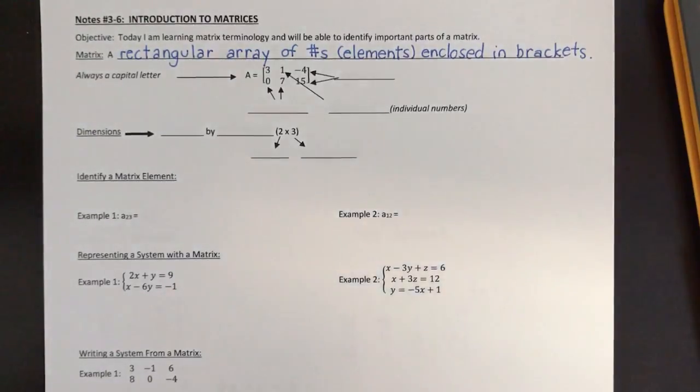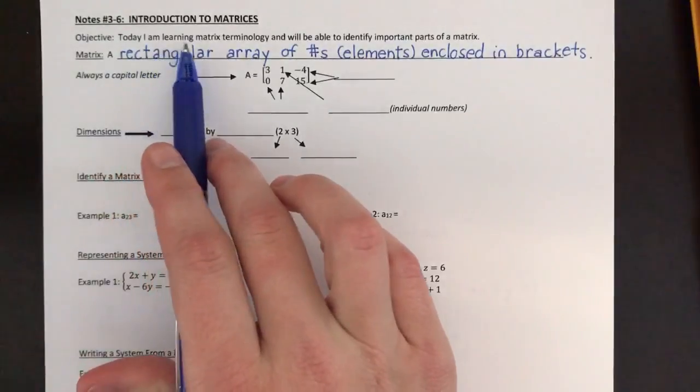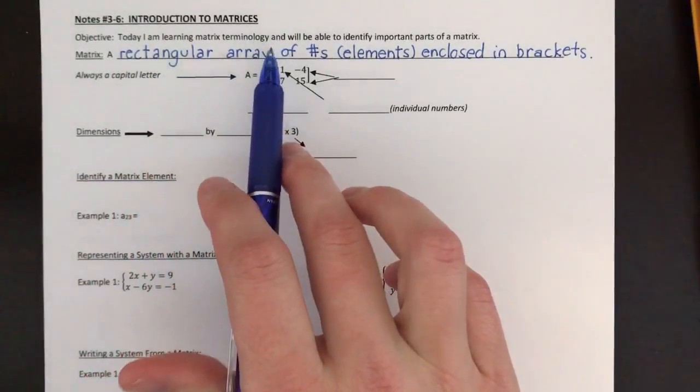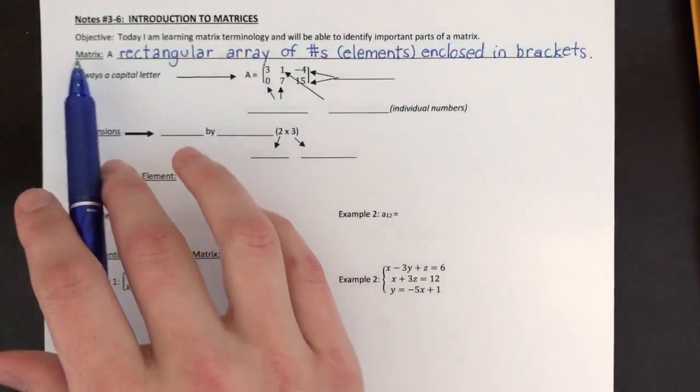Today we're looking at Notes 3-6, Introduction to Matrices. So today I am learning matrix terminology and will be able to identify important parts of a matrix. So what is a matrix?